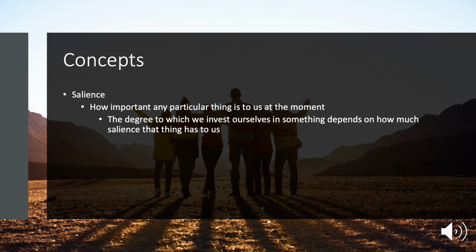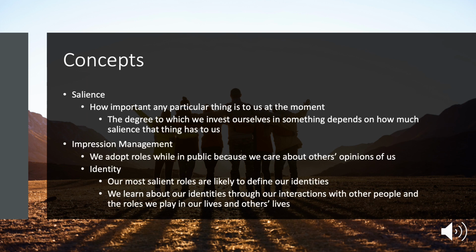Moving on to salience, this is how important any particular thing is to us at the moment. The degree to which we invest ourselves in something depends on how much salience that thing has to us. This concept relates back to roles and the basic assumption that we react differently to things depending on our own meaning of that thing. Impression management is also a very important concept. We adopt roles while in public because we care very much about others' opinions of us. This is what I mentioned earlier when we were talking about our need to be accepted by other people.